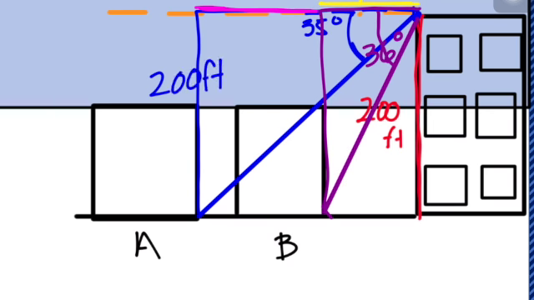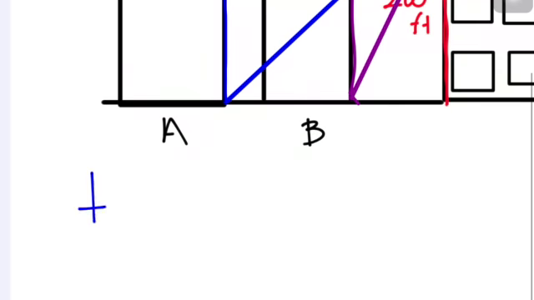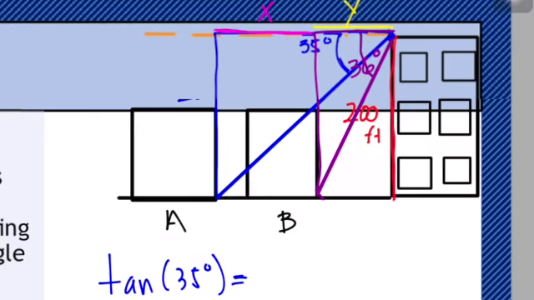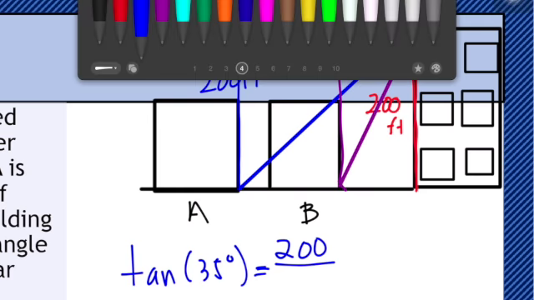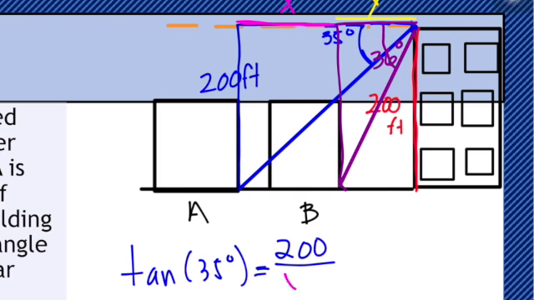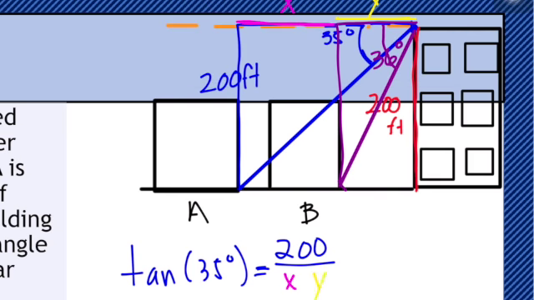So if we create an equation here, we can say the tangent of 35 degrees. All right, I'm only looking at the triangle in blue right now. The tangent of 35 degrees is equal to the opposite side, which is 200, over the adjacent side. So be careful here. The adjacent side is made up of two values: the x value and the y value.